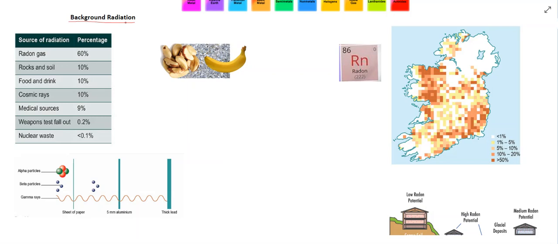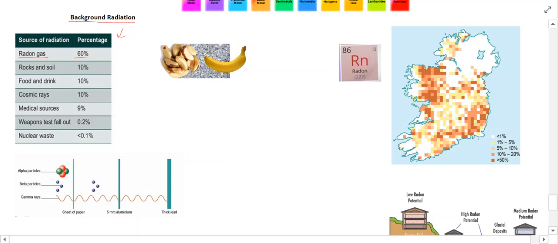If we think about the background radiation, if we have a look at this table, it tells us that 60% of the background radiation comes from this substance known as radon gas. So radon gas is an element that is radioactive.